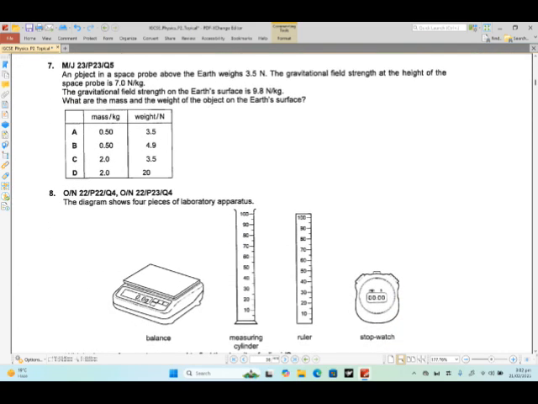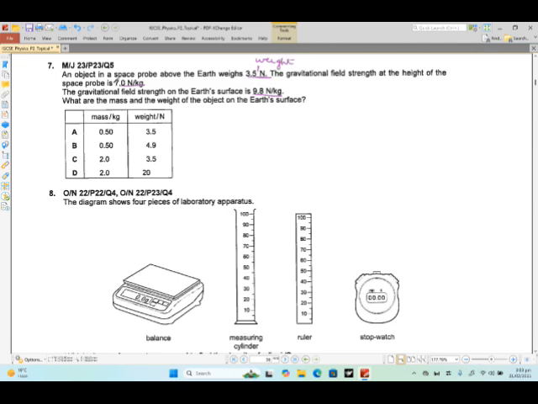Question number 7. An object in a space probe above the Earth weighs 3.5 newtons. The gravitational field strength at the height of the space probe is 7 newton per kg. The gravitational field strength on the Earth's surface is 9.8 newton per kg. What is the mass and weight of the object on the Earth's surface? Now we know that something has a weight of this.